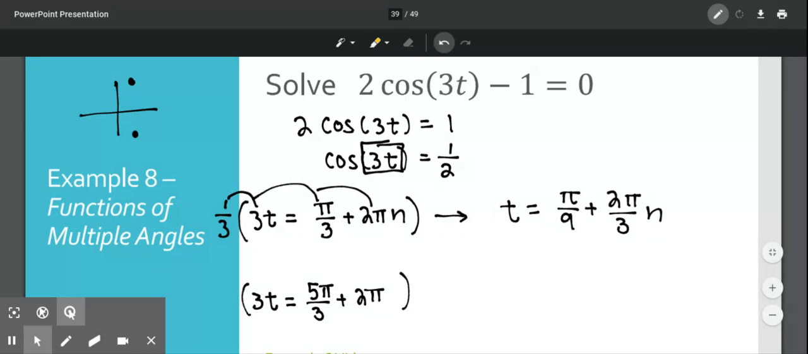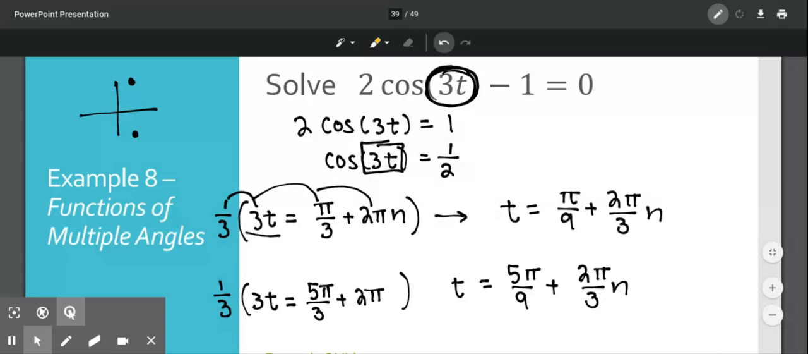Same thing for the second one. We would get t equals 5 pi over 9 plus 2 pi over 3n. Okay. So these problems, the only difference is adding an extra step when this term isn't just an x or a t and it has that multiple angle in front of it. Just make sure that you're setting your equation equal to that, and then simplifying that constant that's out in front.